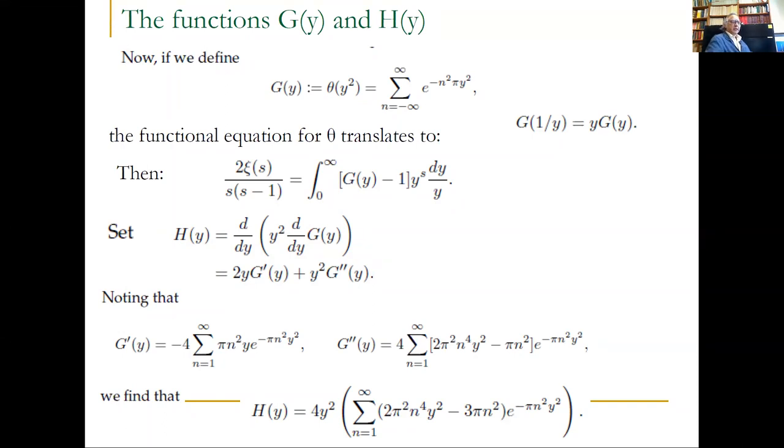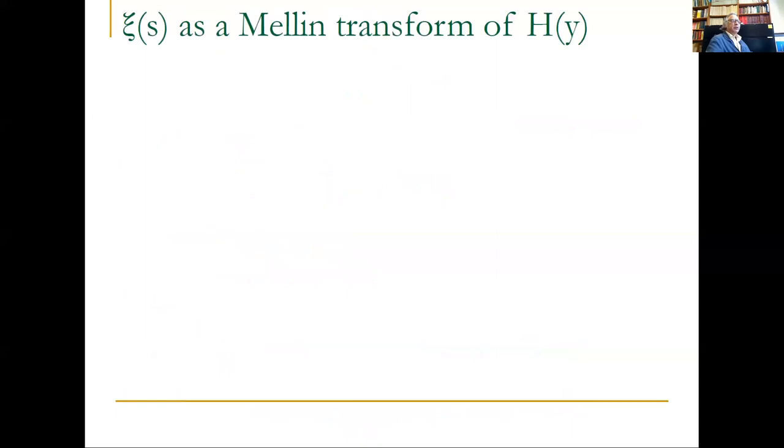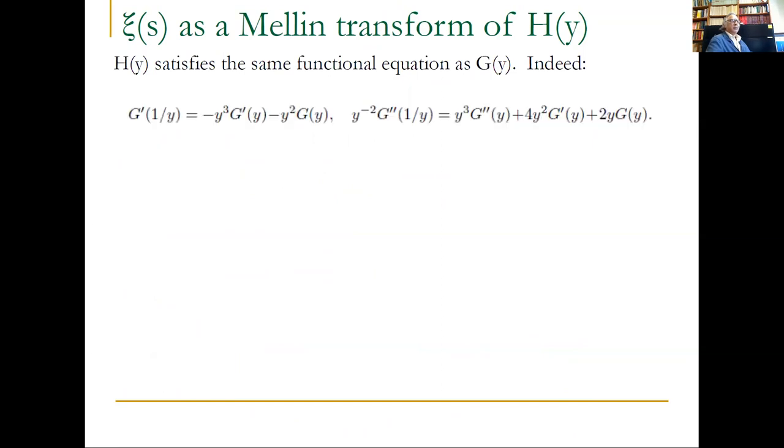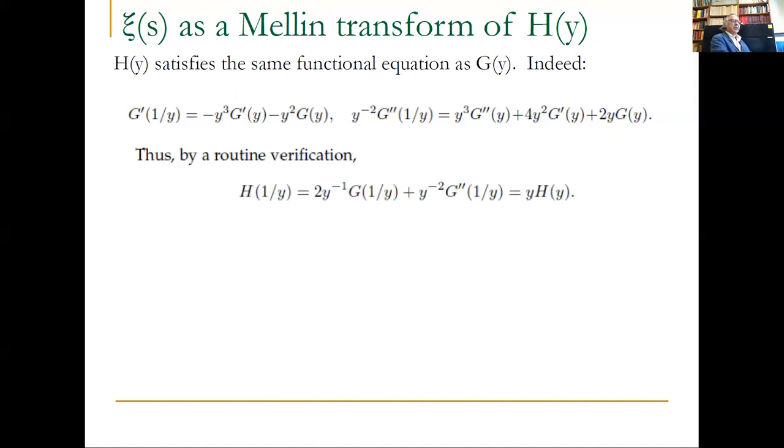So why am I going through all this? It's because this is going to be important. h of y and g of y turn out to be non-negative functions. So xi of s is a Mellin transform of h of y. h of y satisfies the same functional equation as g of y. It's not obvious, of course; you have to check it. I'll just leave the details because this talk is being taped. You can see these slides at your leisure.